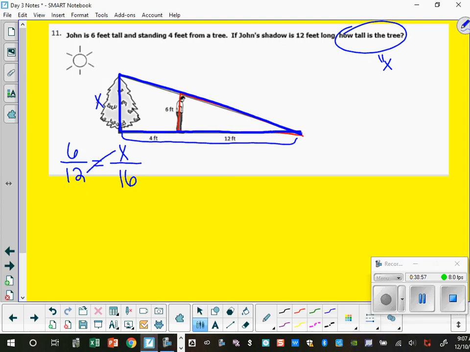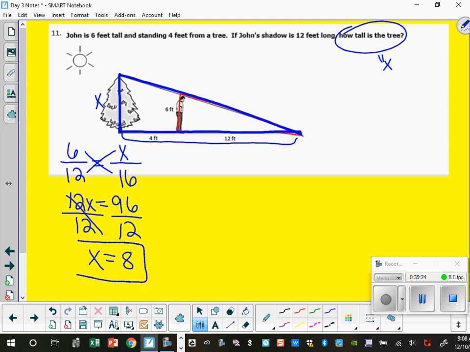So you should get 12x. What did you get for 6 times 16, Eli? I got 96. Okay. And then what did you do? I divided 96 to both, not 12. Alright, so divide by 12, so we get x by itself. So x equals. Should be an 8. Did you get that, Eli? Yeah. Alright, good.